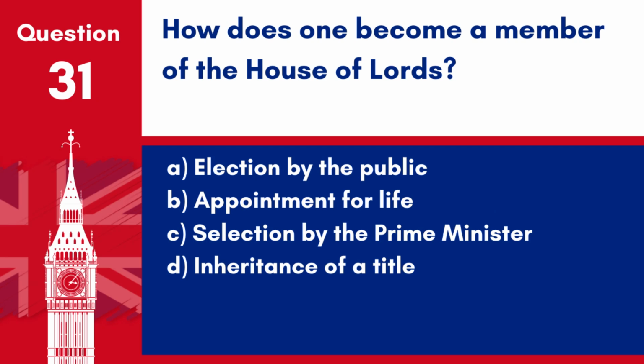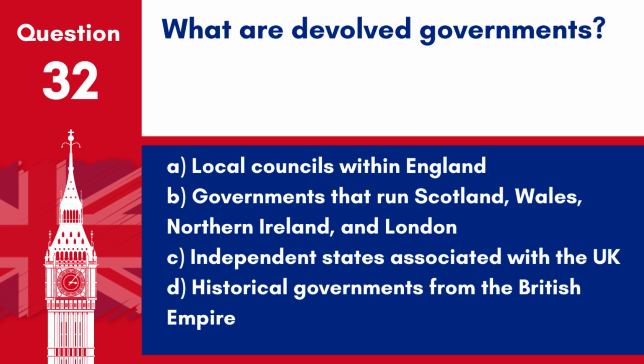A. Election by the public. B. Appointment for life. C. Selection by the Prime Minister. D. Inheritance of a title. Answer. B. Appointment for life. Members of the House of Lords are appointed for life, not through public elections, and include life peers, bishops, and hereditary peers. Question 32. What are devolved governments?